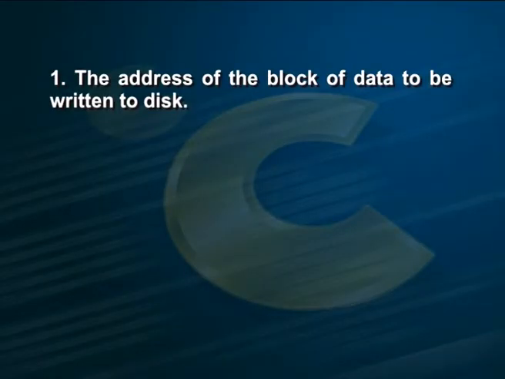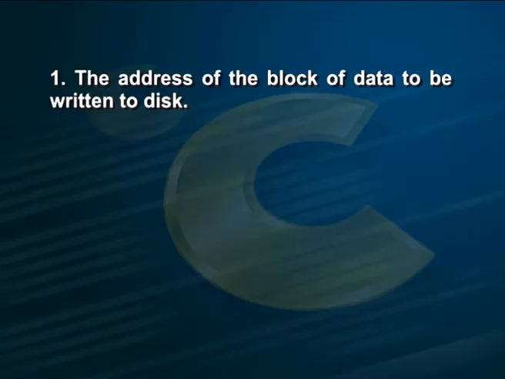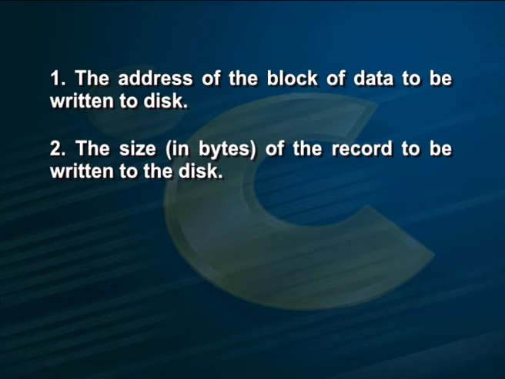1. The address of the block of the data to be written to the disk. In this example, it is the address of the employee record. 2. The size in bytes of the record to be written to the disk. The sizeof function is universally accepted as the safest way to express this value. If the structure of the employee record changes, then all the fwrite statements do not have to be changed.